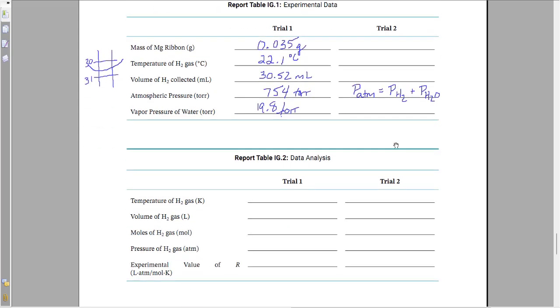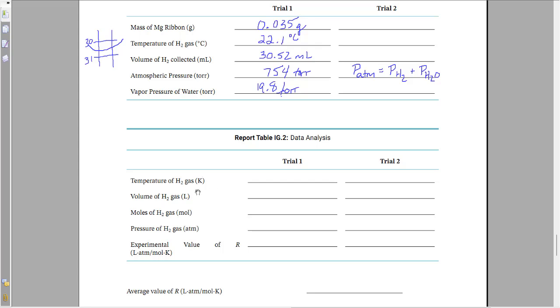Okay. Now, data analysis. Note these units. In order to get the units that we want on our R value, and that is liter atmospheres per mole Kelvin, we need our volume in liters. We measured it in milliliters right here. So of course we just divide by 1,000. So my 30.52 up there becomes 0.3052 liters. Okay, just divide by 1,000 from what we had up above.